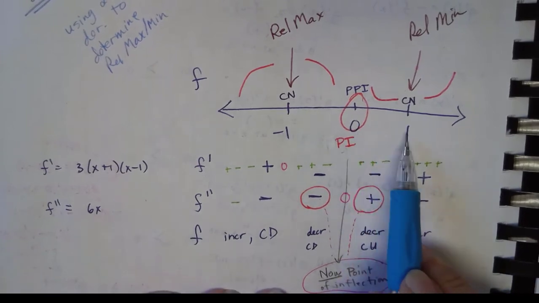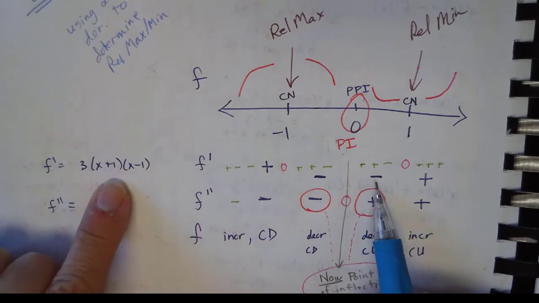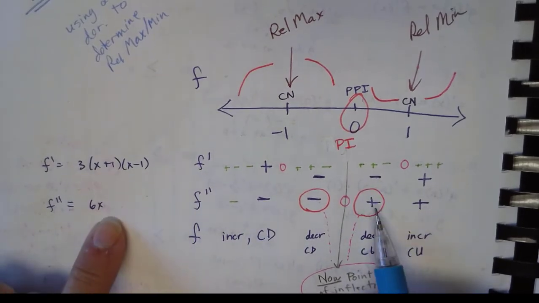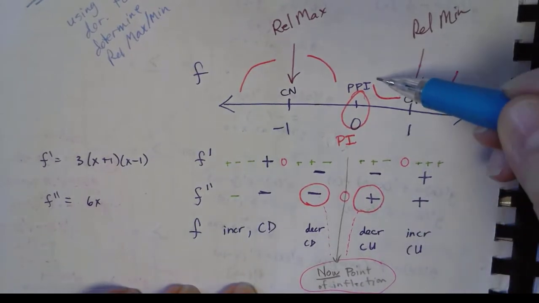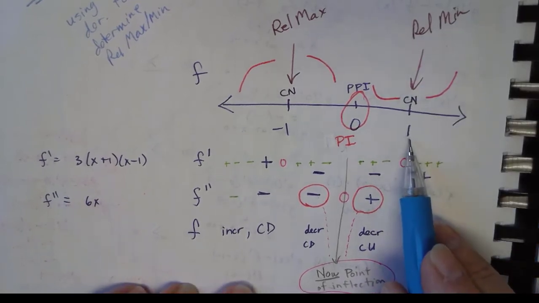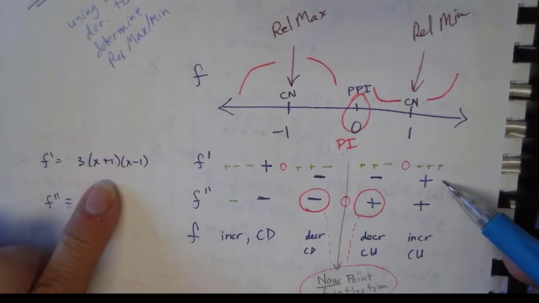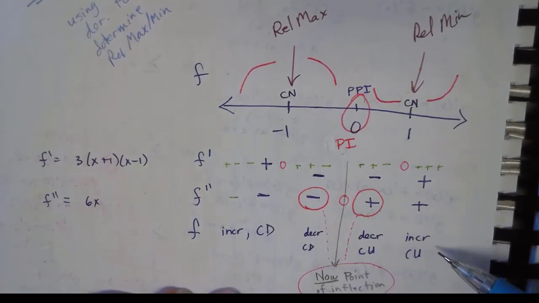Picking a number between 0 and 1, we tried 1/2. Substituting 1/2 into here, that gave first derivative negative, second derivative positive. So function f is decreasing, concave up. There's a decreasing concave up shape. And then greater than 1, first derivative positive, second derivative positive. So f is increasing, concave up.